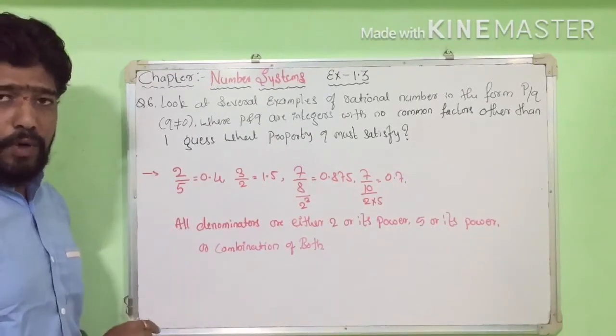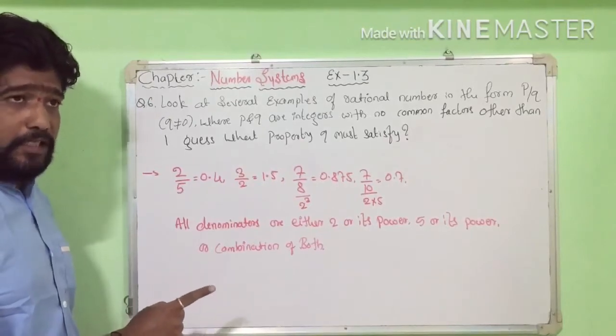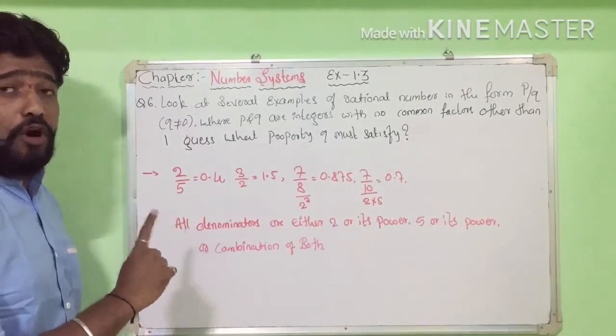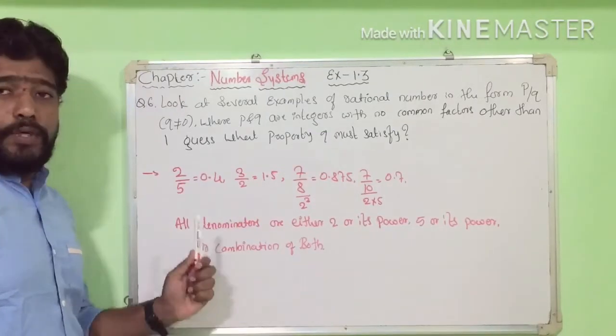So when it is in the form of p by q and q is not equal to 0, p and q are integers and they have no common factor other than 1, that time they satisfy this property.